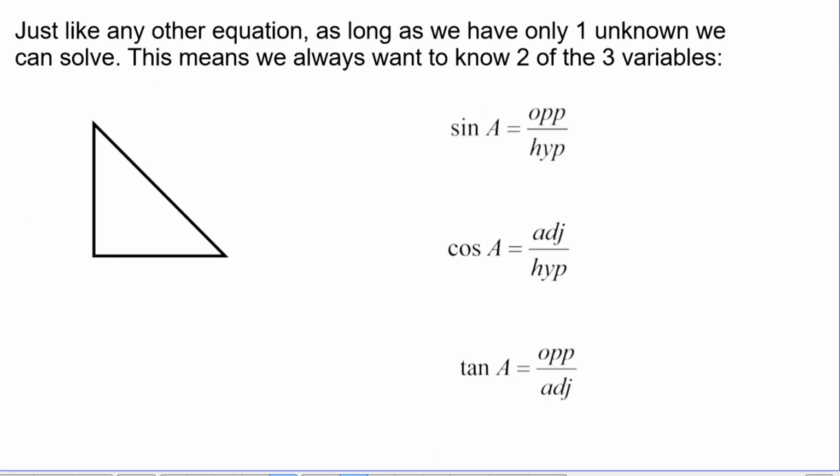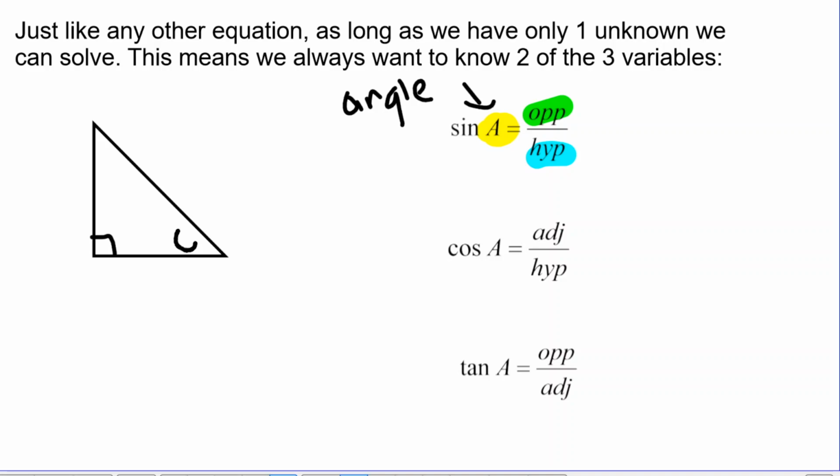So what do we use these for? Well, just like any other equation, as long as we have only one unknown, then we can solve. Each of these formulas has place for 3 variables, 3 numbers. We have an angle, which we can call A or theta, and then we have 2 side lengths relating to that angle. We have the opposite side and we have the hypotenuse side. So if, say, I know the opposite length and the hypotenuse length, I would want to use the sine ratio to find the unknown angle.